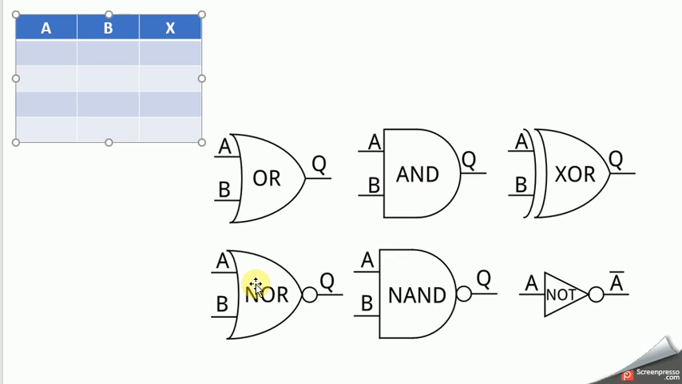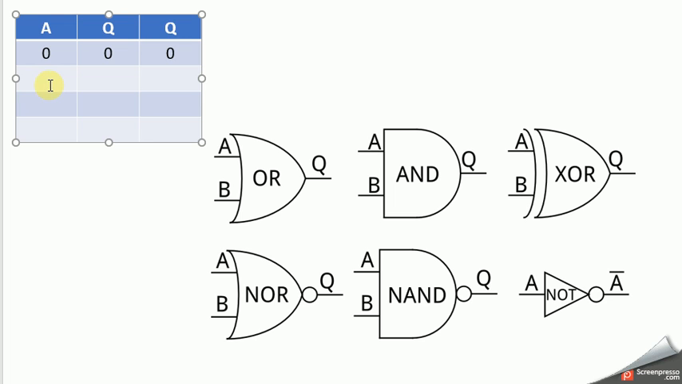Now, these symbols can be combined together to create circuits, but we're not going to look at that now. Let's just look at each individual logic gate. So let's look at XOR. This is relatively easy. If input A is 0 and B is 0, oops, I put X, it should be Q. Let's change this. Q will be 0. Simple.